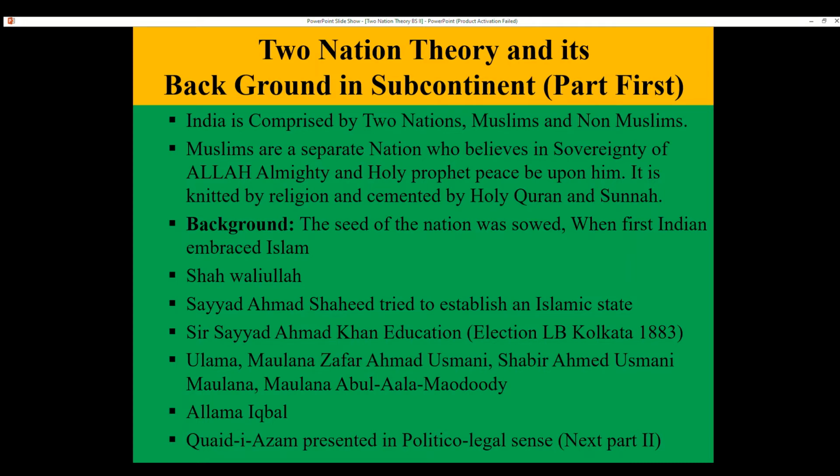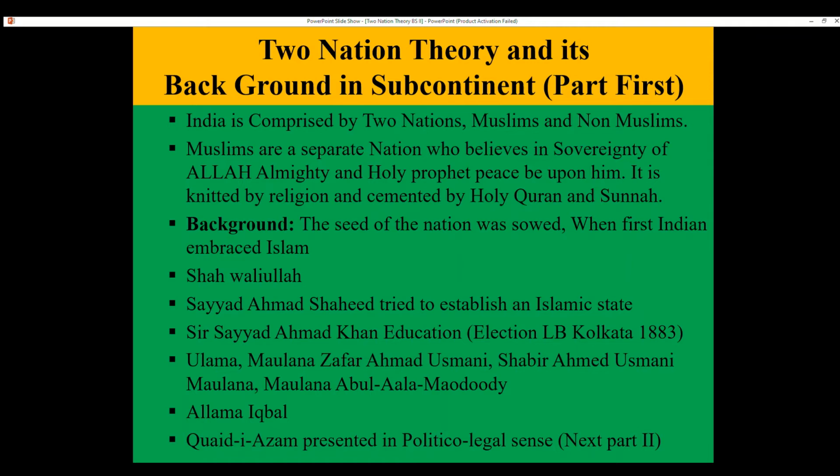Syed Ahmad Shaheed and Syed Ismail Shaheed, who were followers of Shah Waliullah, tried to establish an Islamic State in the subcontinent, and they got success, and this state operated in the areas of the subcontinent, presently KPK, and they were martyred at Balakot.